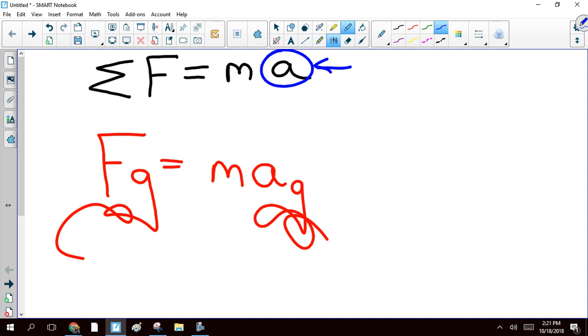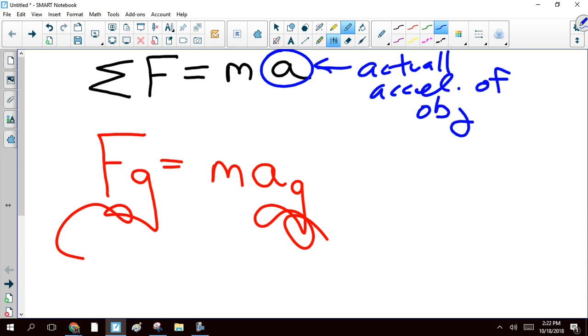So if we're talking about that little orange duck that's sitting there, that has an acceleration of 0. Okay? If we're talking about this cart rolling down the ramp, that has an acceleration that's somewhere between 0 and 9.8. Follow? So this represents the actual acceleration of the object. Does that make sense? All right.